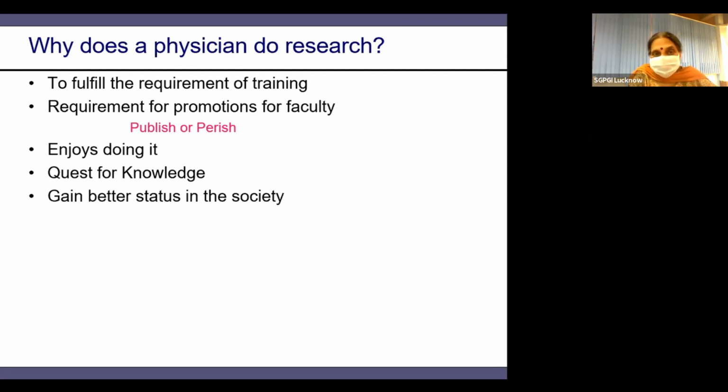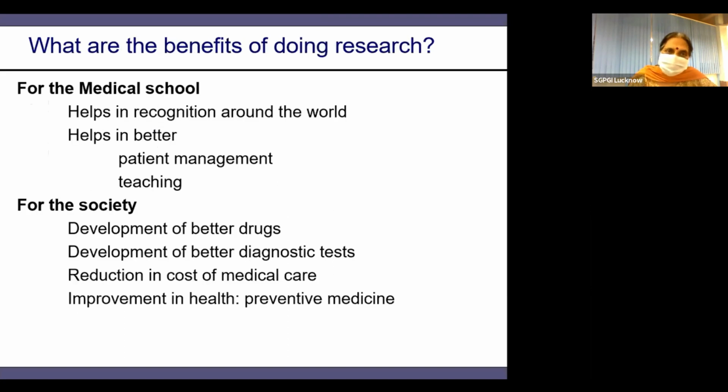But there are others who enjoy doing it, who have that questioning mind, who have a quest for knowledge, who want to know why this is happening. And there are some others who do it to gain better status in society, because people who publish are better known in scientific circles. Even your institution gives you much more importance if you really publish and you are a researcher who publishes a lot. So it gives you a better status in the institution itself.